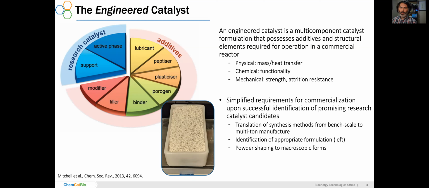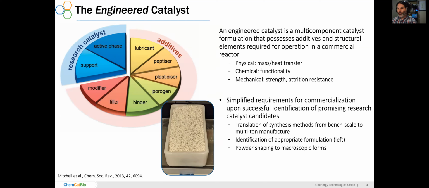And then the idea is simplified requirements for commercialization upon successful identification of promising research catalyst candidates. If you're able to translate some of these important research elements into an engineered form, you've simplified the process to get you to commercialization. You have an understanding of what elements impact your catalyst in a more commercial form.